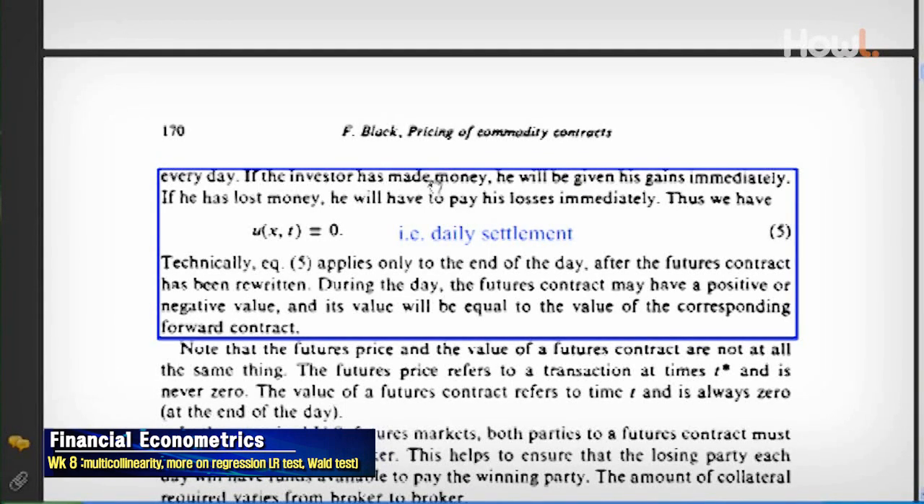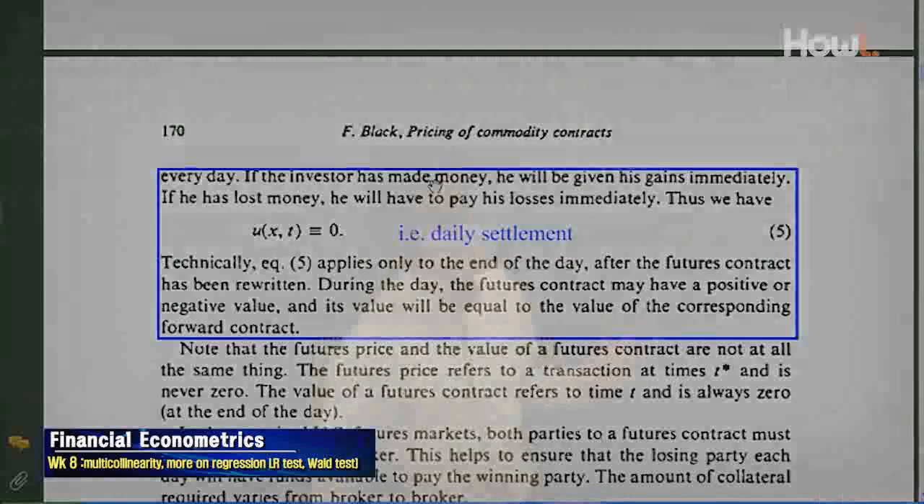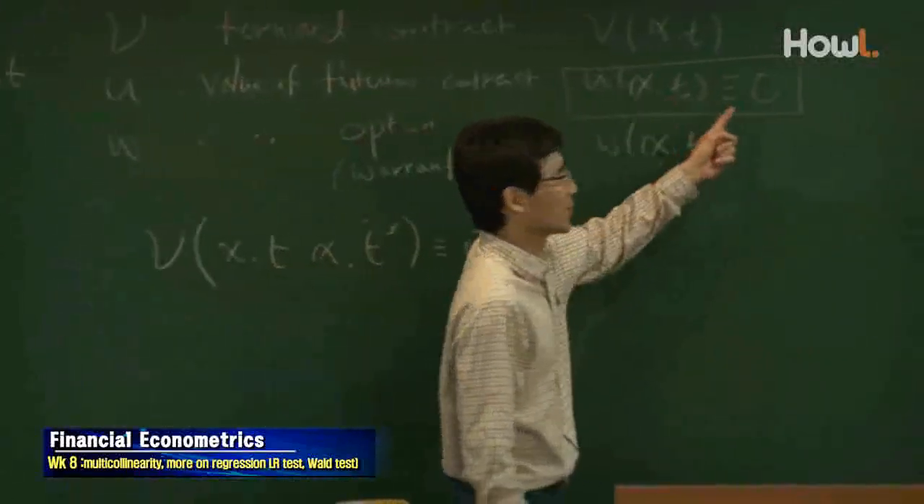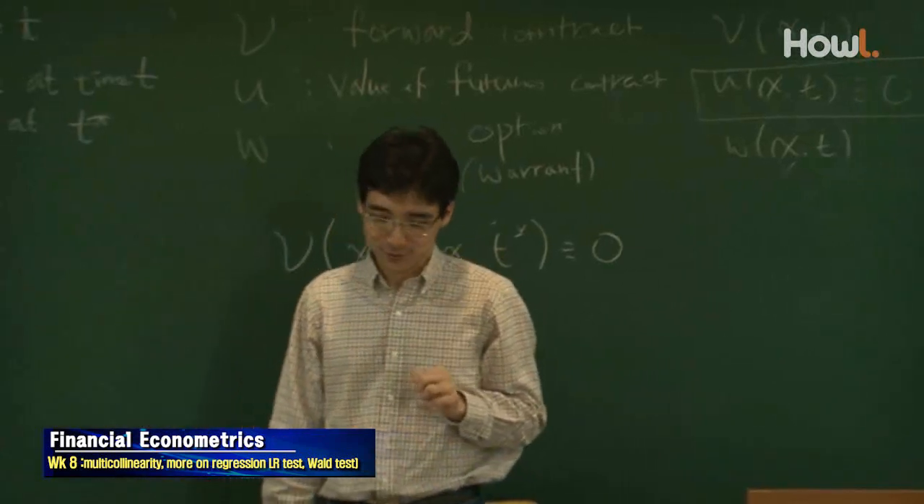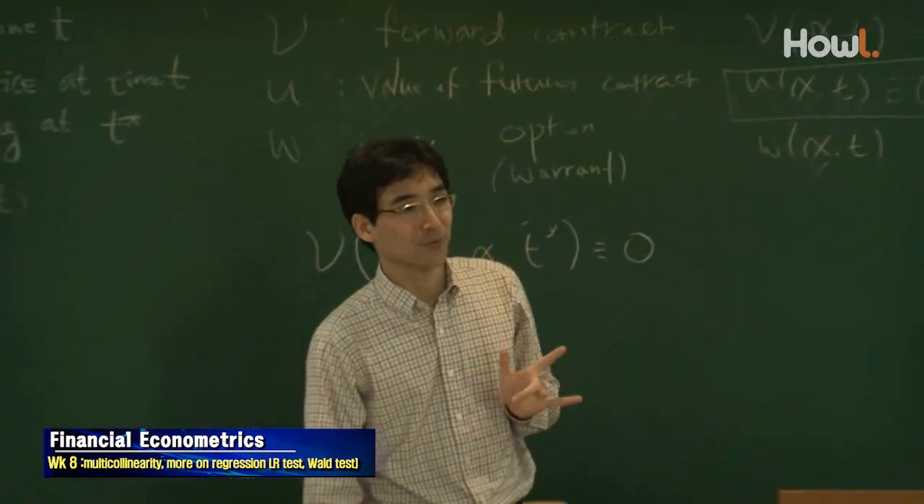Technically speaking, this equation applies only at the end of the day, after the futures contract has been rewritten. During the day, the futures contract may have a positive or negative value, and its value will be equal to the value of the corresponding forward contract. But approximately speaking, we know this is close to 0, and it should be 0 at the end of the day. Any questions?